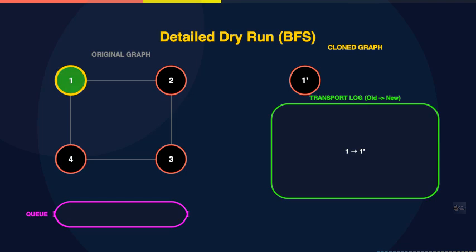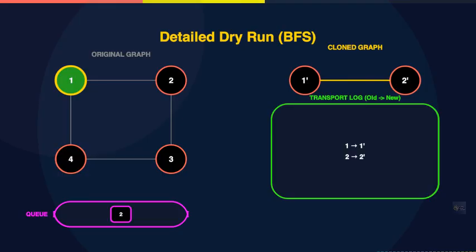Now, we pop node 1 from the queue. We look at its neighbors. Node 2 and node 4. For node 2, it is not in our map yet. So, we create clone 2. Add it to the map, and link it as a neighbor to prime 1. We also push node 2 to the queue.